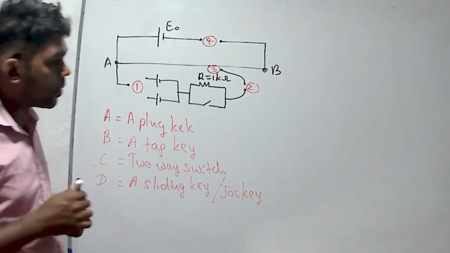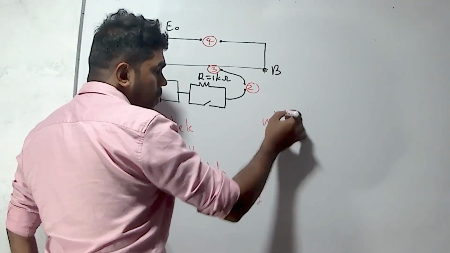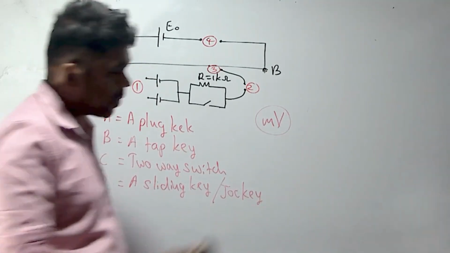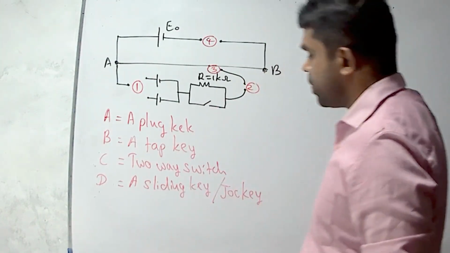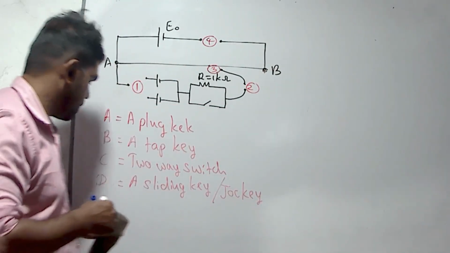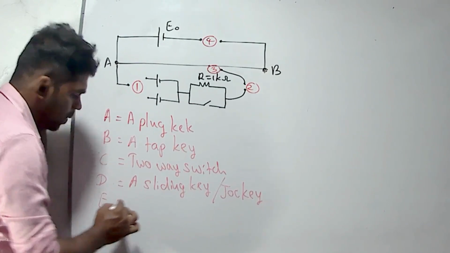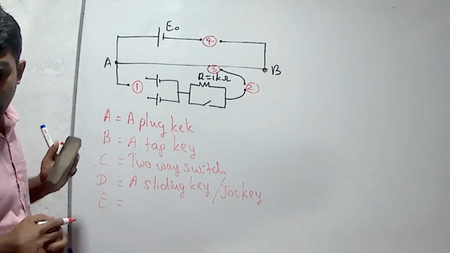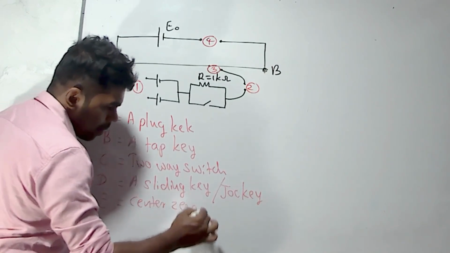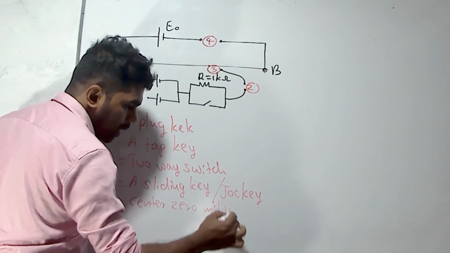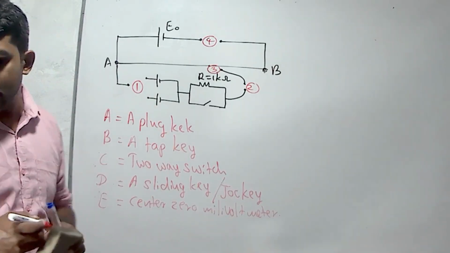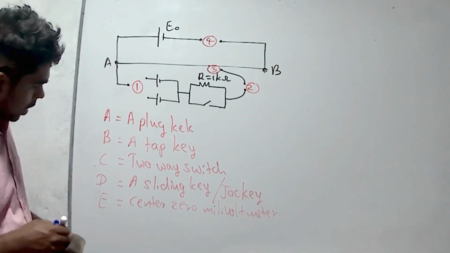In the figure, there is a symbol like this, mV. mV means millivolt, so it is a millivolt meter. But we can identify that the zero is at the center. Then we can write it is a center zero millivolt meter.